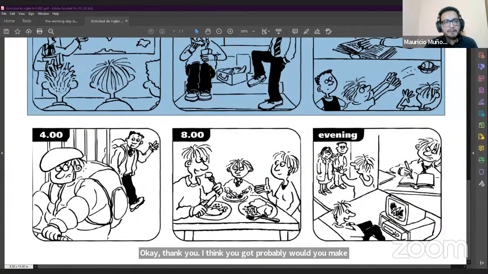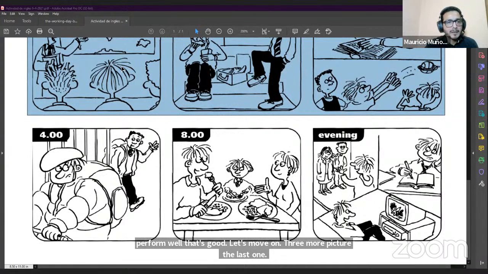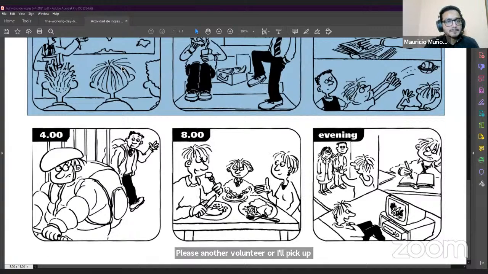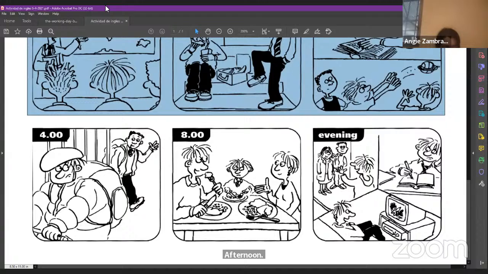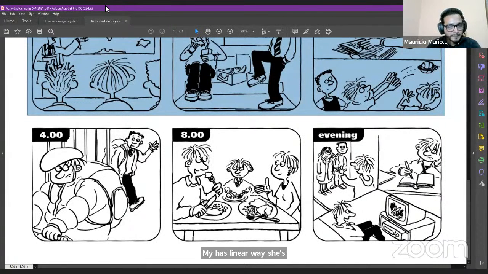3 more pictures. The last one. Please, another volunteer or I'll pick one. No one? Okay, I'm going to pick one student. Okay, Miss Angie Zambrano, thank you. The 3 last pictures. Mike goes home on his bike at 4 o'clock in the afternoon. Mike has dinner with his family at 8 o'clock at night. Mike does his homework and watches TV at night. Okay, good. Thank you, Miss Angie.